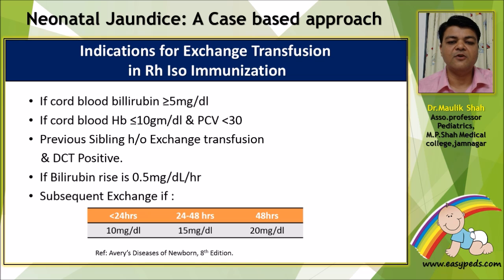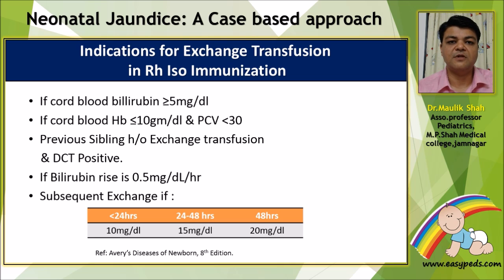If the cord blood bilirubin is more than 5 mg per deciliter, or the hemoglobin is less than 10 gram per deciliter, or the PCV is less than 30, and there is a history of a previous sibling who underwent exchange transfusion in a DCT positive status, or if the bilirubin rise is more than 0.5 mg per deciliter per hour, we usually go for exchange transfusion.